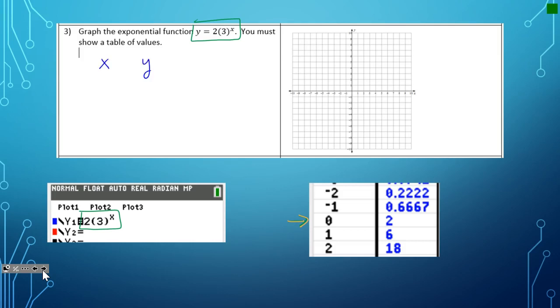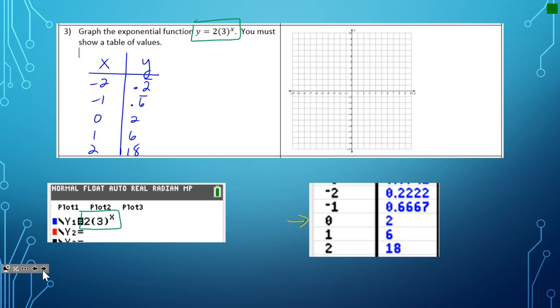So the test is going to require you to provide a table of values, but you could use your calculator to get those values. So this would be 0.2 repeating, this is 0.6 repeating, 2, 6, and 18.